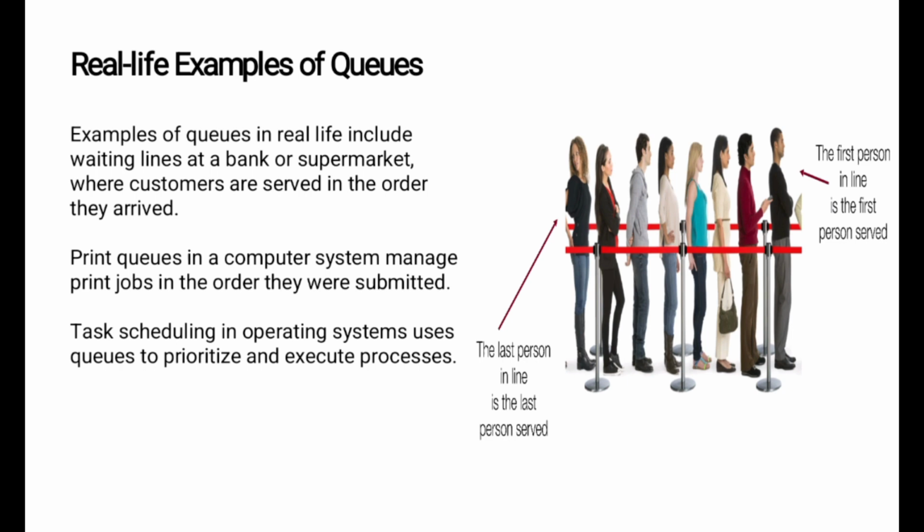Real-life examples of queues. Examples of queues in real life include waiting lines at a bank or supermarket where customers are served in the order they arrived. Task scheduling in operating systems uses queues to prioritize and execute processes.